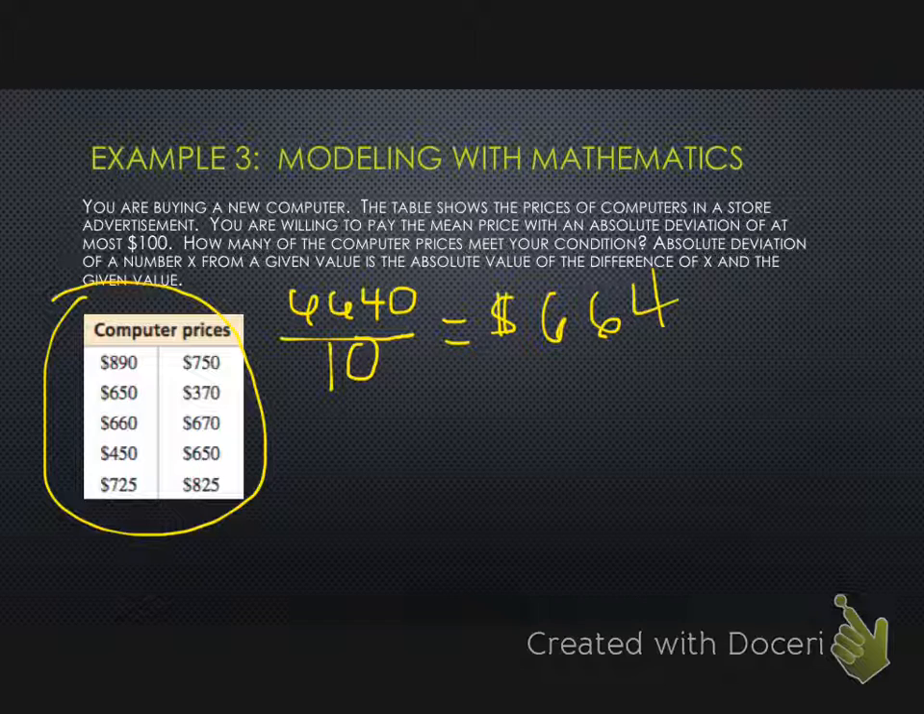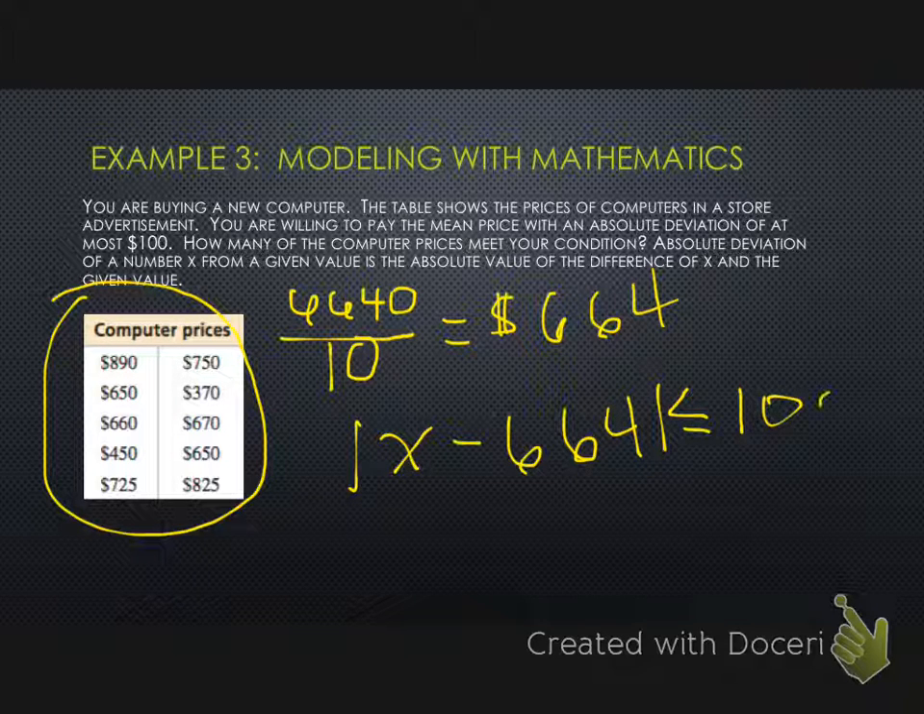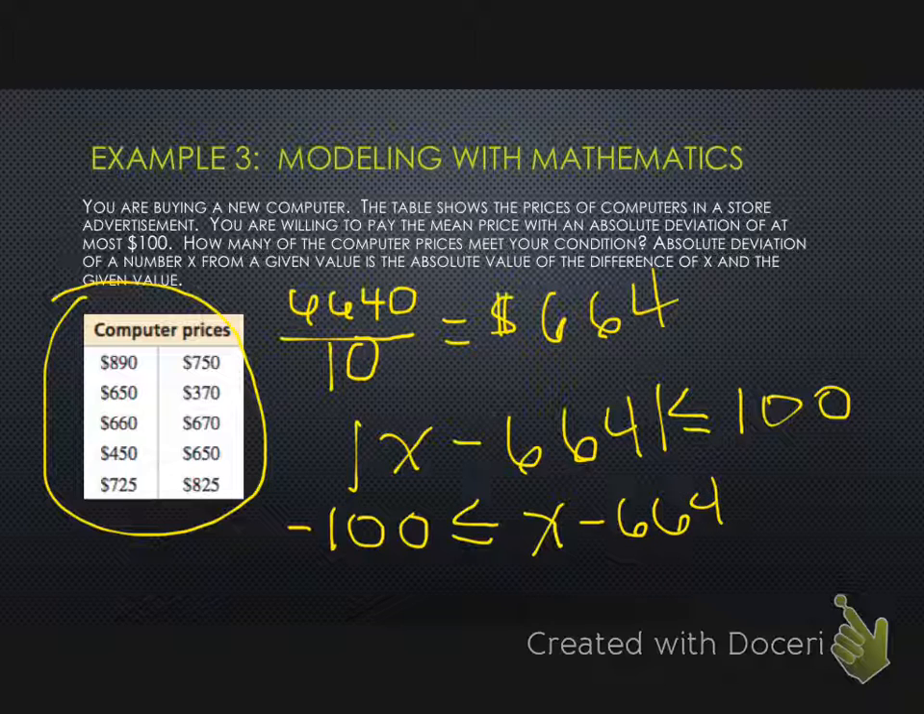Now, we're going to let X represent the price you're willing to pay. So the absolute value of X, the amount you're willing to pay, minus 664 has to be less than or equal to that $100 you're willing to pay the difference of. So what this is really saying is that negative 100 is going to be less than or equal to your X minus 664, which is going to be less than or equal to a positive 100.